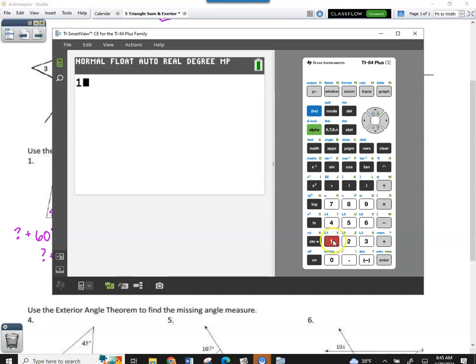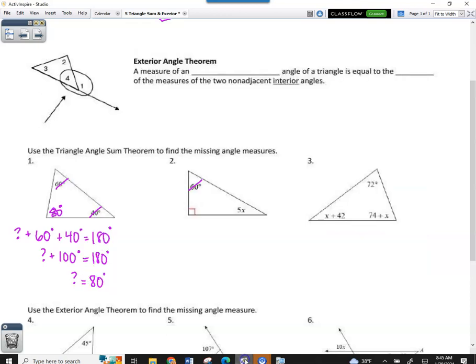Alright, so we did 180 minus the 60. Then we said we can subtract off that 90, and that leaves me with 30. You have to know what you're working with here. I took the 90 off. So this angle right here has to measure what? 30. Here's your equation.